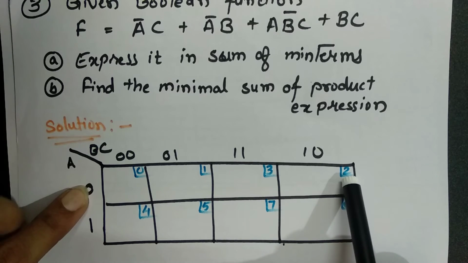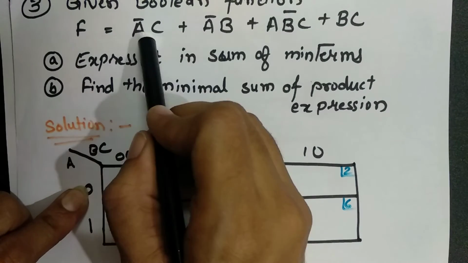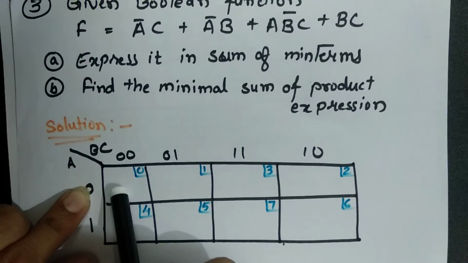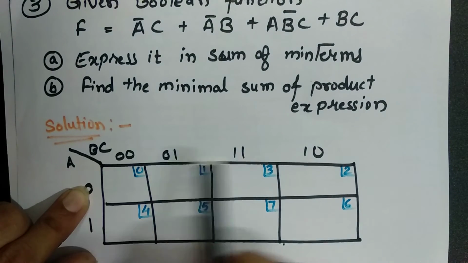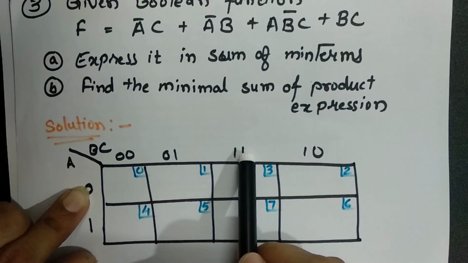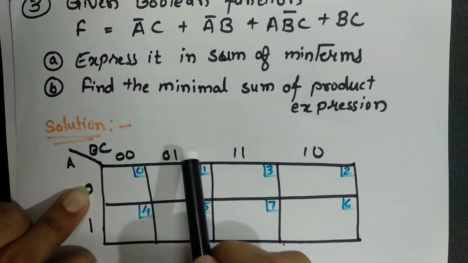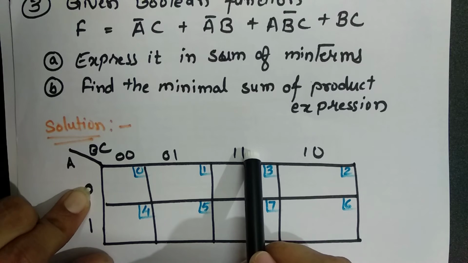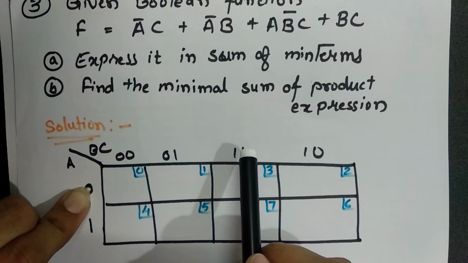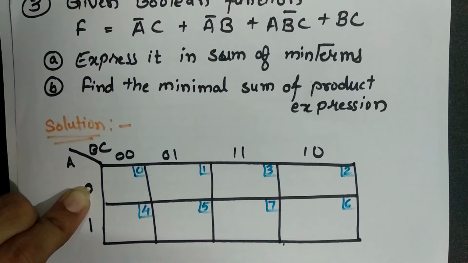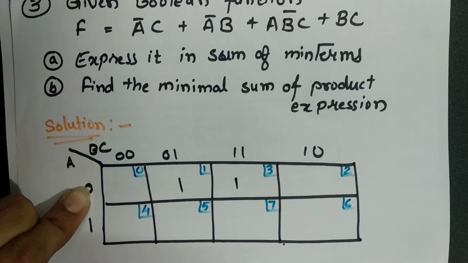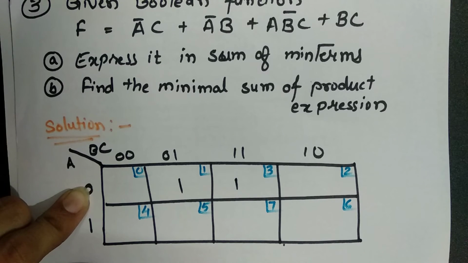A bar C. B is not available. A bar C is given. So C, only C means wherever your C is 1. Okay. C is present. It means that wherever there is C as 1, we have to write as 1. So we can write this equation as 1 and here also 1. Okay.